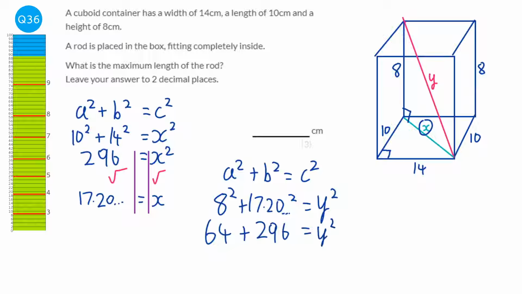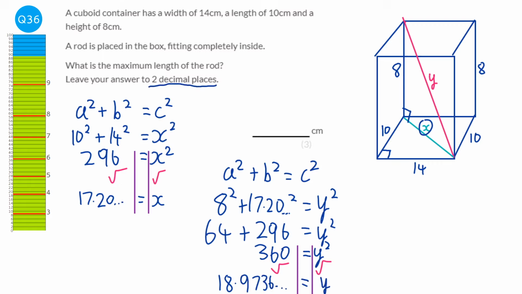So I'm just going to add them together, which will be 360. And again, I'm just going to put my solving lines in. Not too difficult to solve this. Make them a bit nicer, because I'm just going to square root both sides. So I'm going to square root this, and it gives me the answer of 18.9736 blah blah blah equals y. Now it says it wants the answer to 2 decimal places, so it would be 18.97 to 2 decimal places.